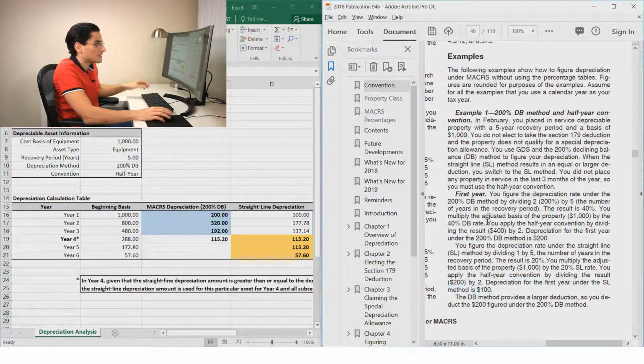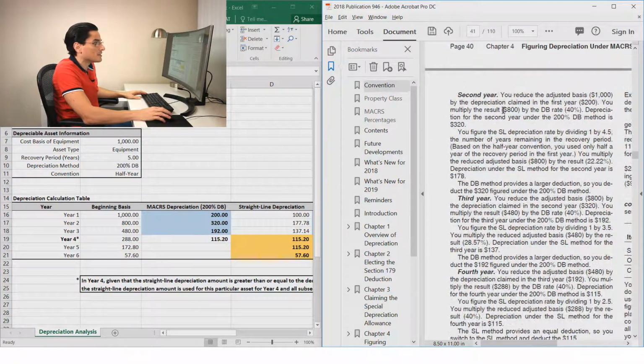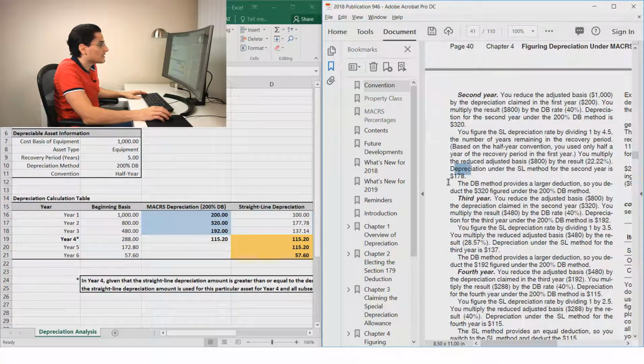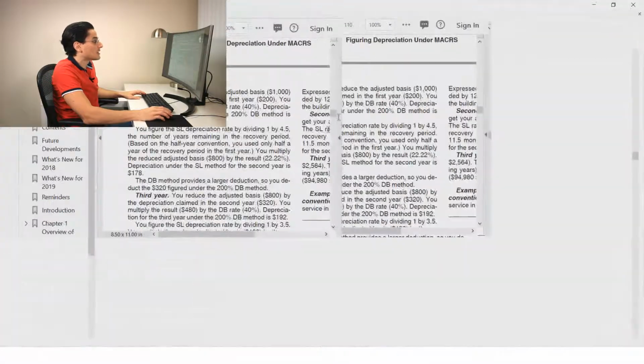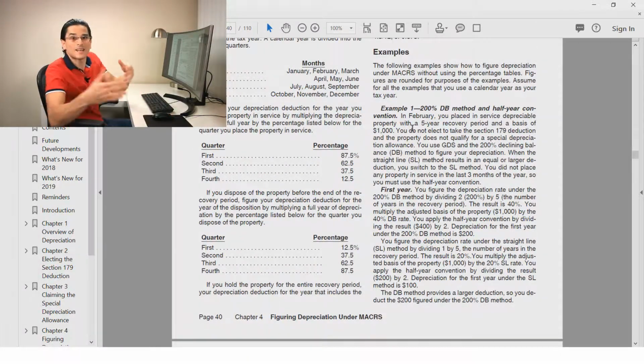And then year 2, they take you year by year, which is really unique in this example. So in the second year, you'll see that the 200% DB method is 320. Here we go. And the straight line depreciation is 178, which you can see right here. So what's happening in publication 946 is that they're taking you through this example step by step.